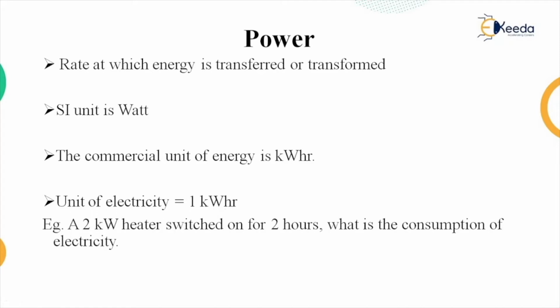Then one unit of electricity is equal to 1 kilowatt hour. We know our electricity bill, on that it is mentioned how many units are consumed. Let us say 20 units are consumed, 30 units are consumed. So what is the meaning of that unit? Unit of electricity is equal to 1 kilowatt hour.